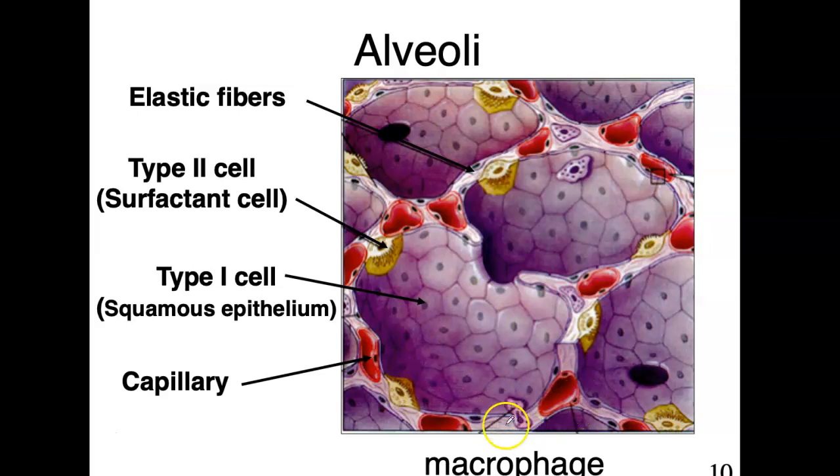And then there's macrophages here too, which are, anytime there's an entryway to the body, you want to have a macrophage there to be able to eliminate anything that lands in there that is not wanted. And it can eat it up and remove it.